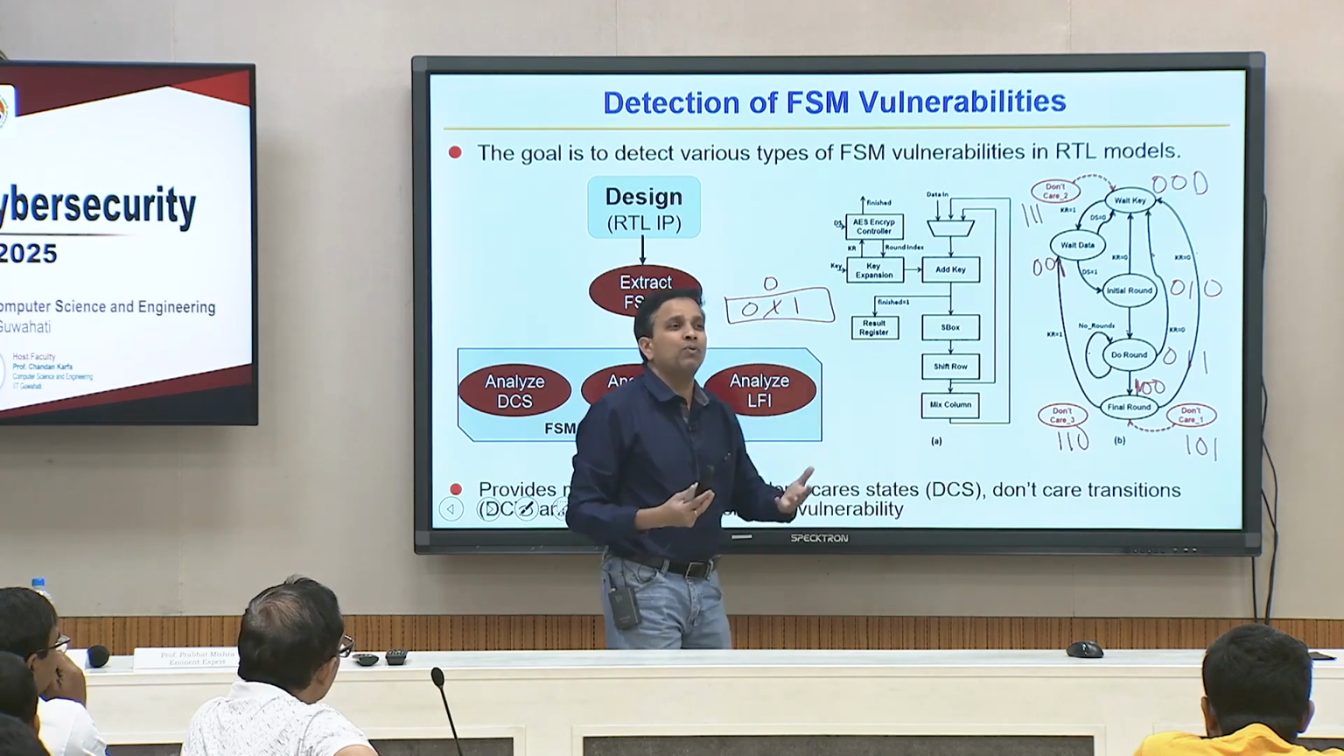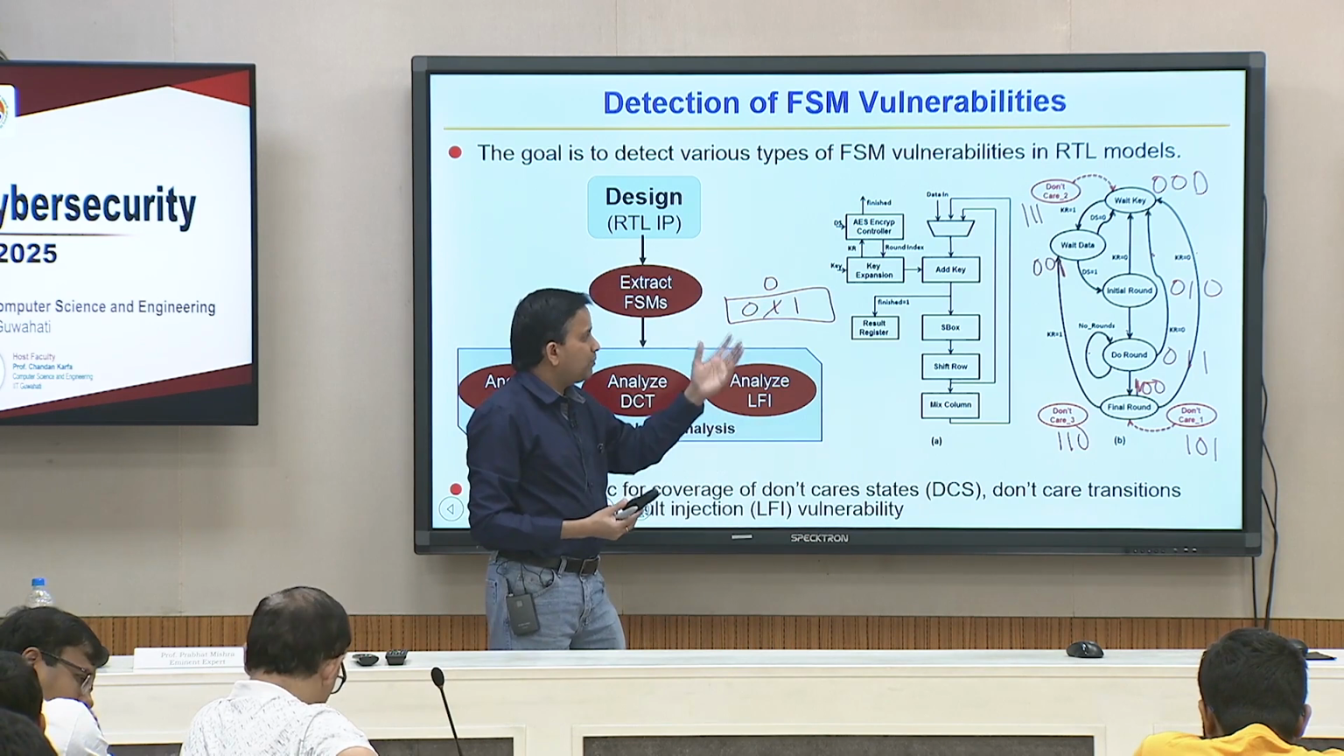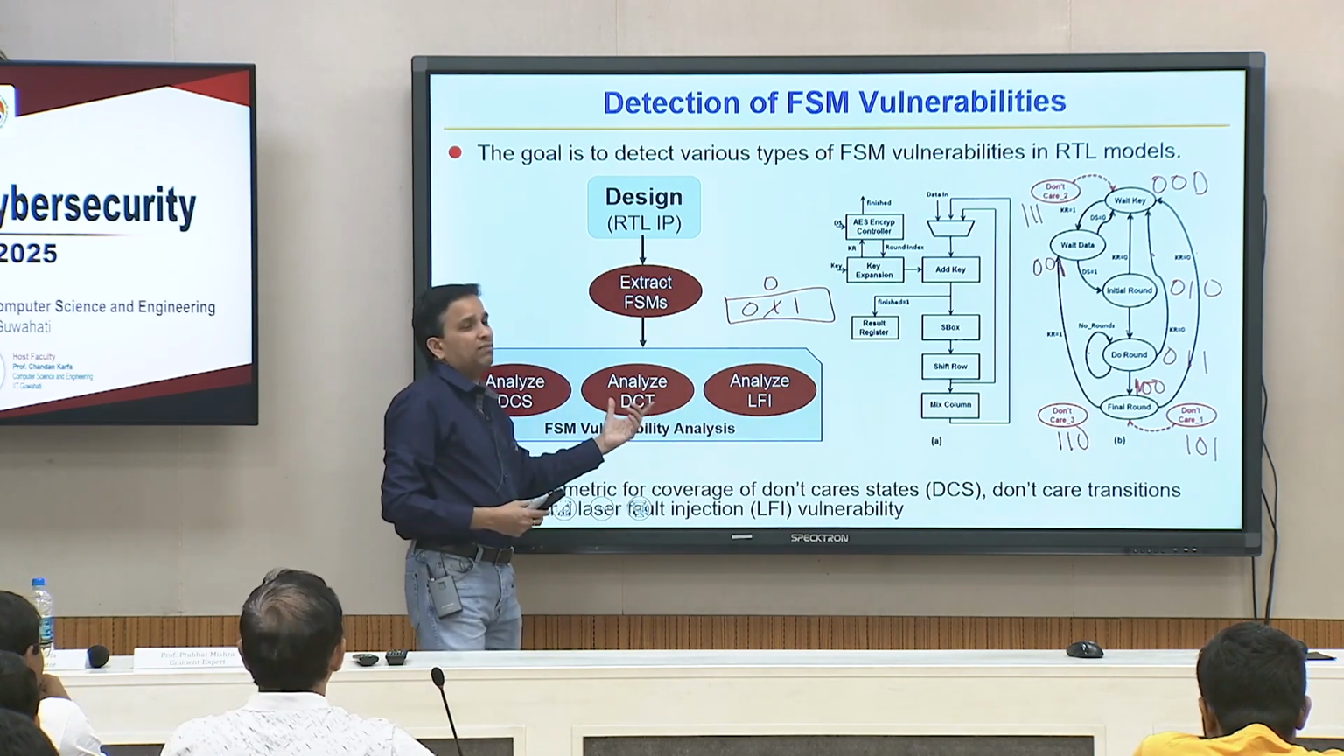If that transition happens, what to do? We do not have any assertion. Therefore, that attack is possible. That is why that is a vulnerability.